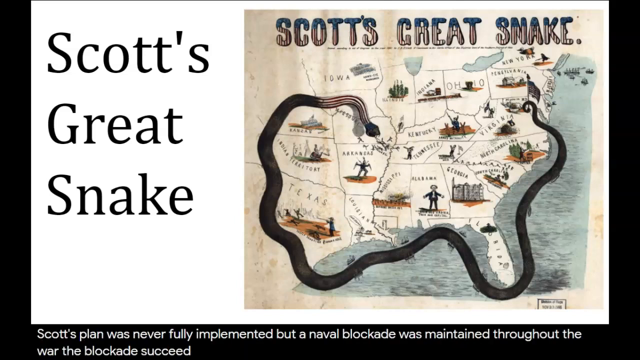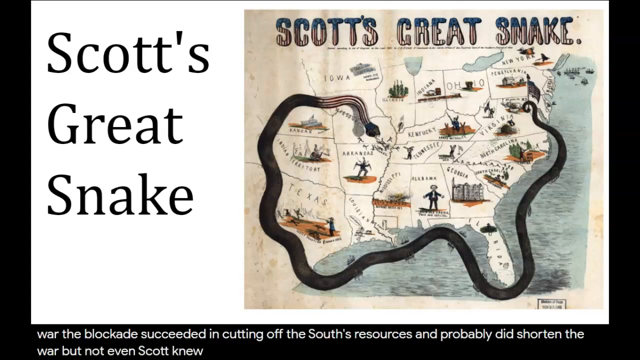The blockade succeeded in cutting off the South's resources and probably did shorten the war. But not even Scott knew how the war would develop. He guessed it would go on for 2 years, not 4.